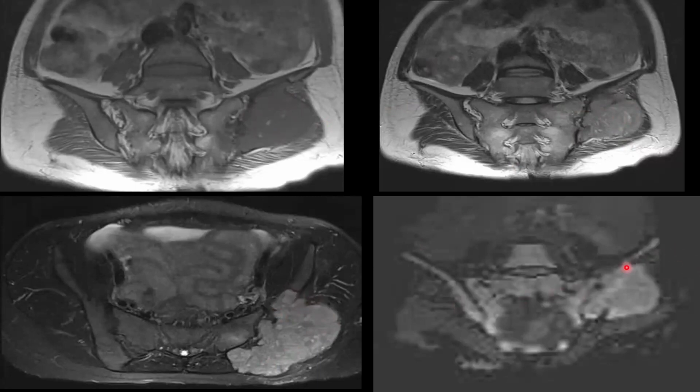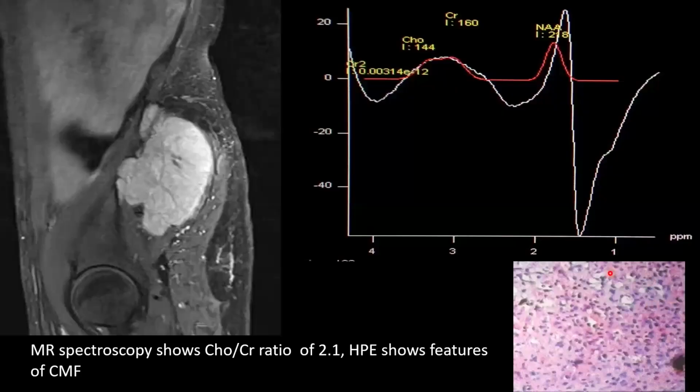If you see the DWI, it shows diffusion restriction. The post-contrast sagittal MR images show homogeneous enhancement, no significant necrosis, just non-enhancing septations. We did spectroscopy. On spectroscopy, lipid lactate is normal. Here, see the choline creatine ratio is slightly raised. The ratio is 2.1. And then histopathology shows it is a case of chondromyxoid fibroma. So the conventional X-ray, the plain radiograph, always helps the radiologist or the clinician in the diagnosis of tumors.